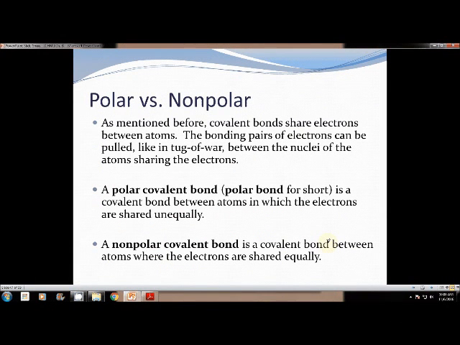As mentioned before, covalent bonds share electrons between the atoms. That's what we're all about, sharing is caring. The bonding pairs of electrons can be pulled like in a tug of war between the nuclei of atoms sharing the electrons. So because of this tug of war, we have what are called polar bonds or nonpolar bonds, where the covalent bond is shared unequally in a polar covalent bond, and a nonpolar covalent bond is when the electrons are shared equally. And we can identify these polar versus nonpolar when we draw a Lewis structure.